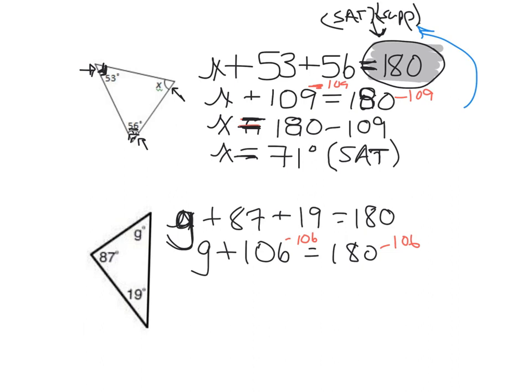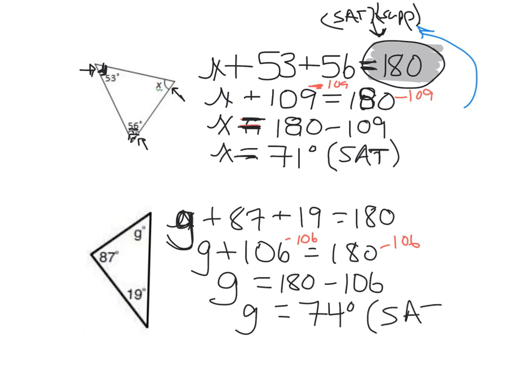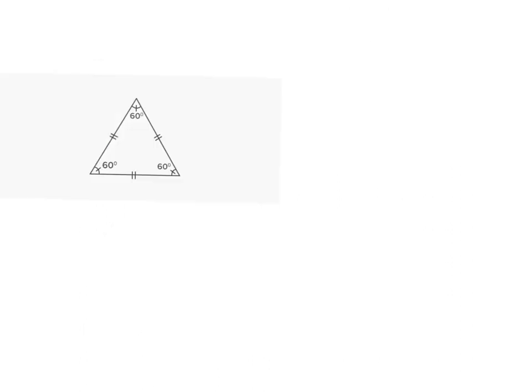If you're an inverse operations person, you're going to, I did it again, G equals 180 minus 106. So G is going to equal 74 degrees. And I know this because of sum of angles in a triangle. Okay? Hopefully, so far so good. Now we're going to get to a couple other things.